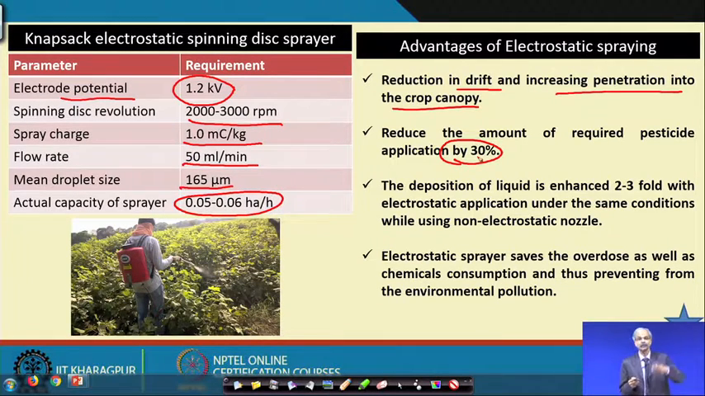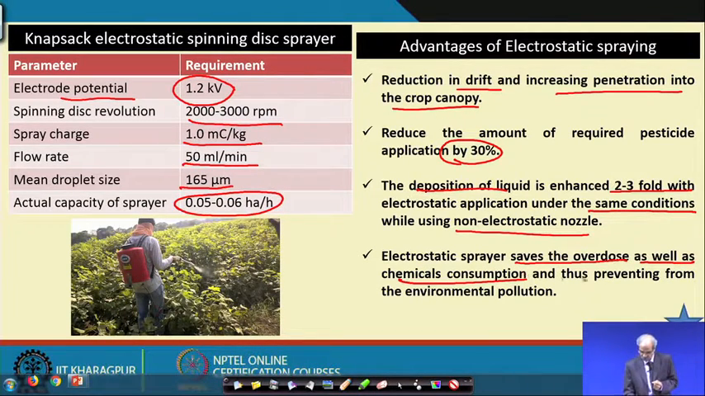When deposition efficiency is higher, then definitely you will require a smaller amount. The deposition of liquid is enhanced by 2 to 3 fold. I was talking of this deposition by this method, under the same conditions. Now, the electrostatic sprayer saves on overdose as well as chemical consumption, thus preventing environmental pollution. Good. So, we can say that by this methodology, we are in a position to exactly cover all the targets and economize on the chemical, and also it will not fall into the soil, and hence environmental pollution can also be taken care of.